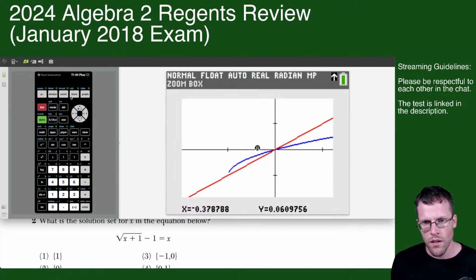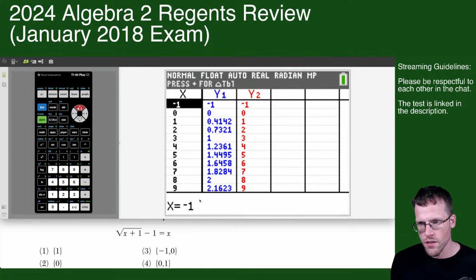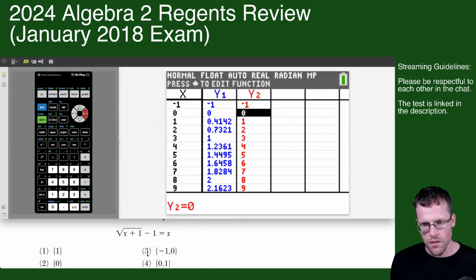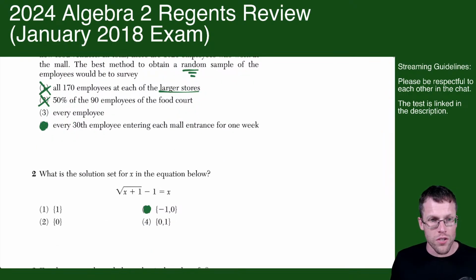If we look at the table here, at -1, the y values match. So x equals -1 is a solution. And then notice when x is 0, the y values are both 0. So -1 and 0, choice 3, would be the answer just from using the calculator. If the graph doesn't do it, then the table will make up for it. So that's if you just want to use the calculator.